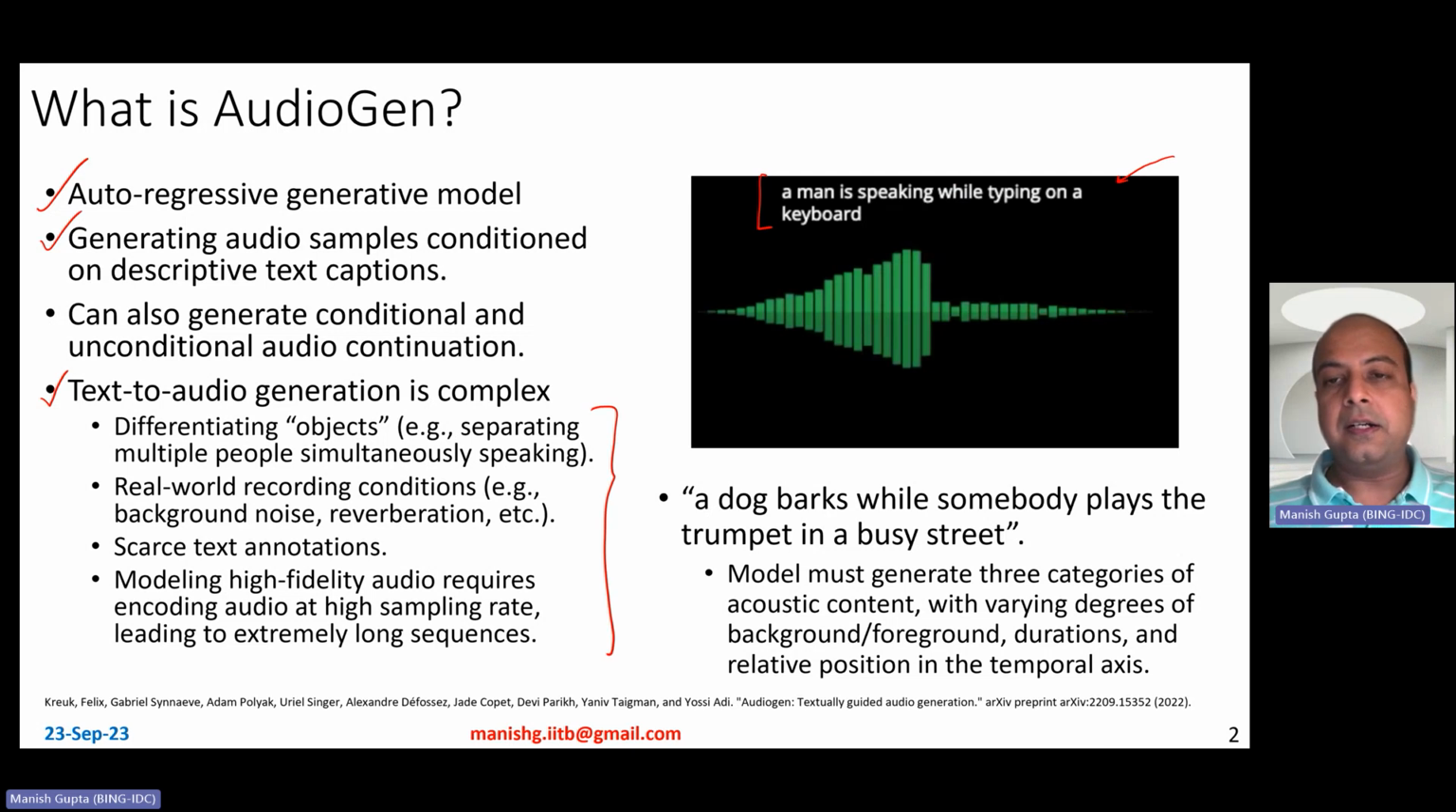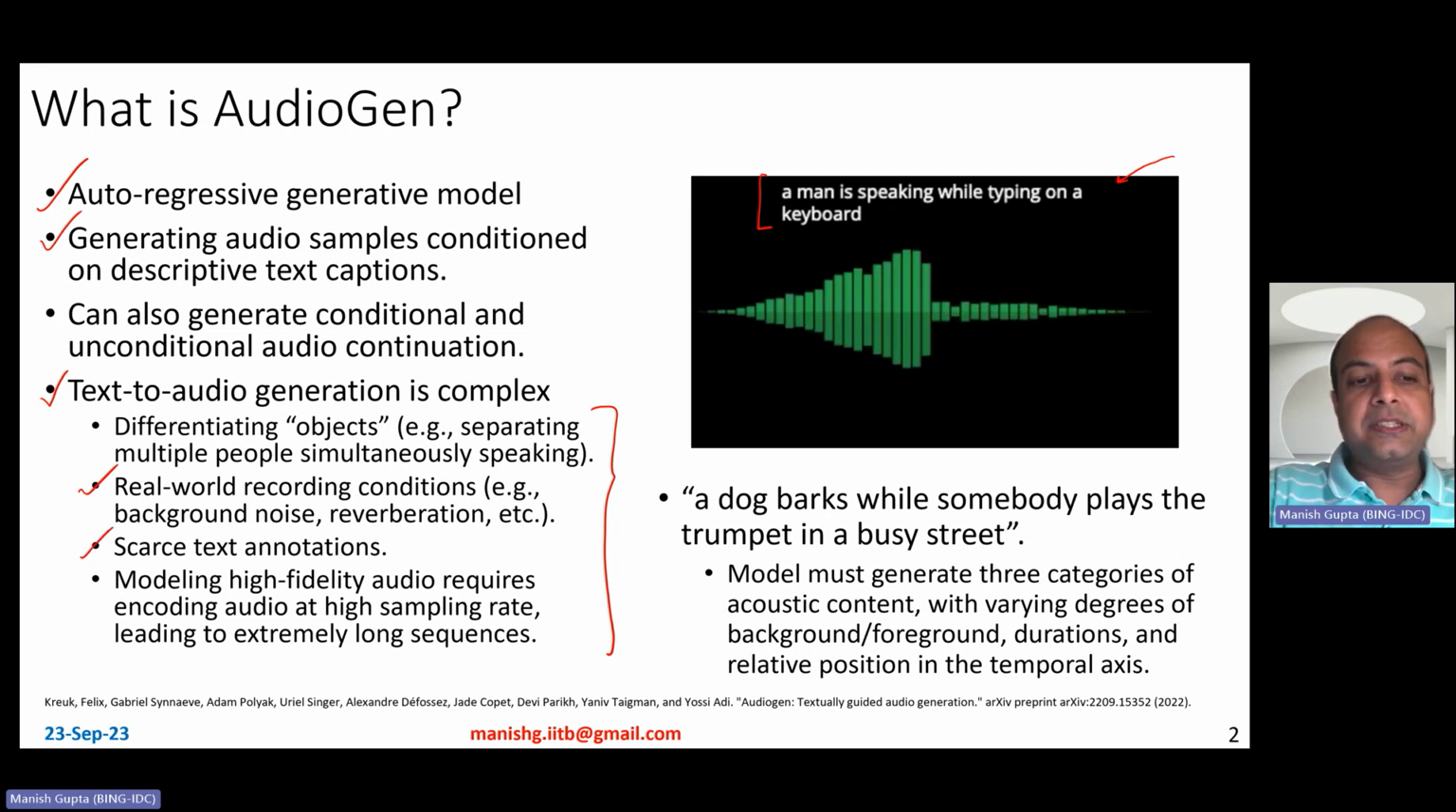How do you differentiate objects? That's complex: separating multiple people simultaneously speaking in the same audio, or a man speaking while typing on the keyboard. So keyboard sound, man sound, right? Several different objects may participate in the audio, and it's difficult to differentiate them. Real world recording conditions also play a role. For example, there could be background noise in the audios which are used to train this model.